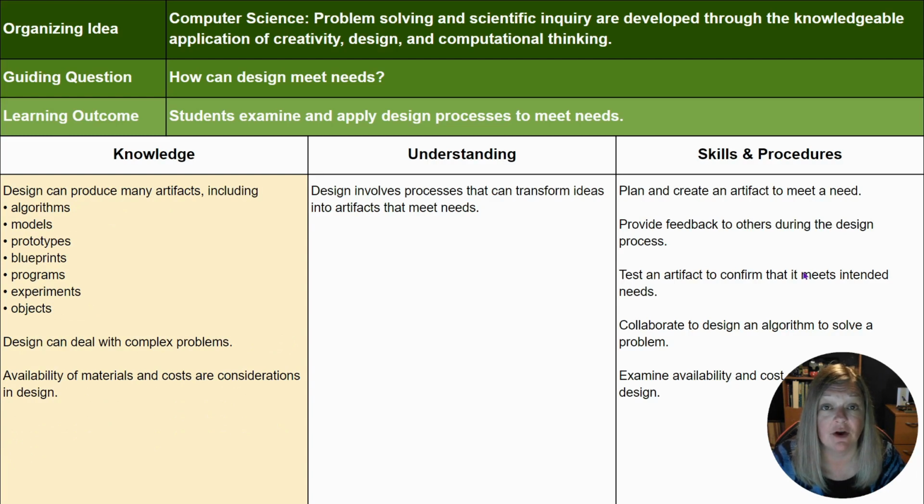Just some more of the knowledge. In there, we do see the line for algorithms, models, prototypes, blueprints, experiments. These are things that you're going to be coming into contact with in all of your other science units as well as in other subject areas. So these live in the knowledge area in the computer science. So when we're asking students to create these things, we're going to be asking them to use the design process and then just by design, also touching on this computer science curriculum.